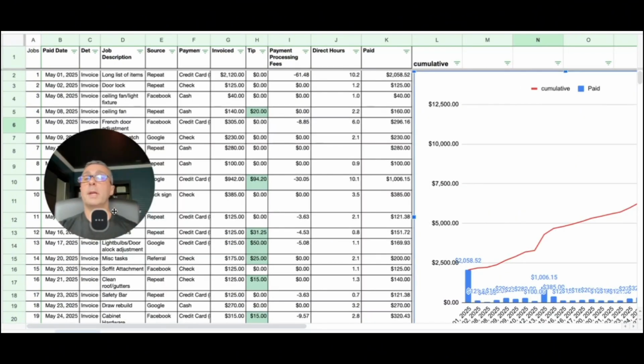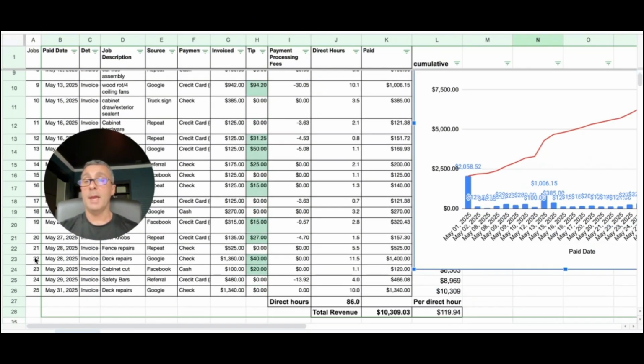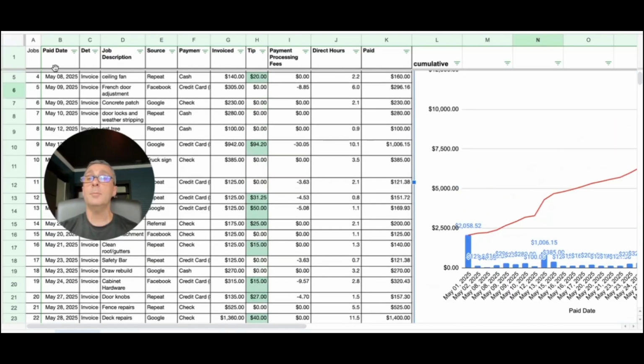Okay, so now we're going to go one by one, right? And I'm going to orient you to what you're seeing here on my screen. Essentially, I've taken all the data that I have from my different systems and put it in here to try to make it a little bit easier to explain. So jobs is just how many jobs did I have in this particular month? I had 25 total jobs. What day did I do them? When did I get paid?